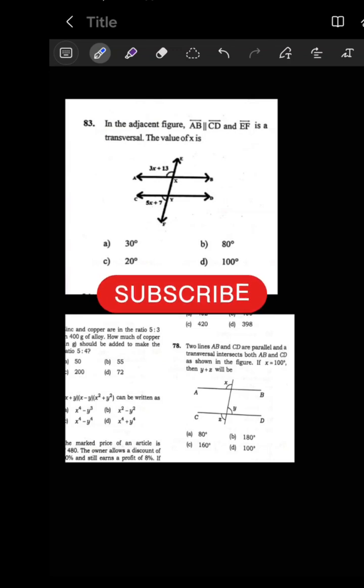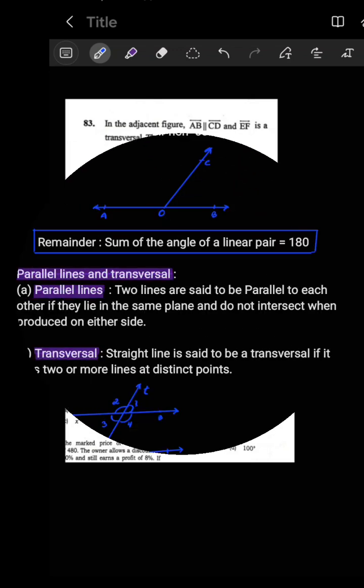In this video, I would like to discuss parallel lines and transversal, which is one of the most important topics from the point of view of your MTET exam. You can see two questions I have taken here. The first one was asked in the 2021 MTET exam, and the second one was asked in 2023. Okay, then let's get the knowledge of how to solve this kind of question.